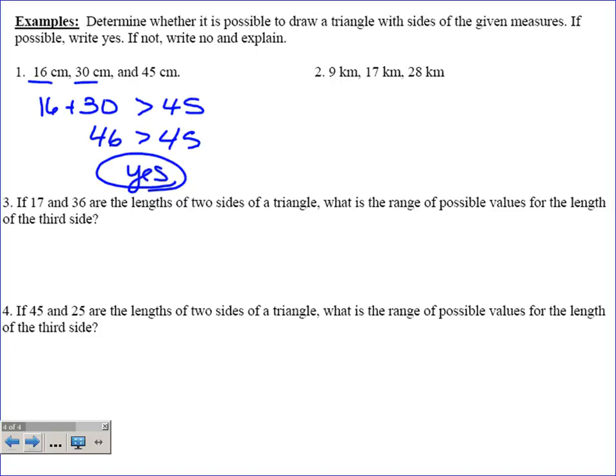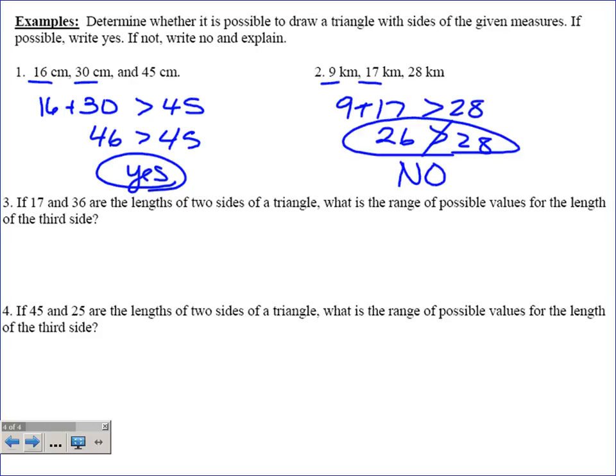Okay. Number 2. Well, 9 plus 17, you just add the two smaller ones. So you compare that to 28. That's 26. Is 26 greater than 28? No. You're right. I think this is an okay explanation. I see what you're doing. As long as you're writing down that math stuff, that's going to be your explanation. So when I see this step here, and all of a sudden you say yes or no, based on it, I understand what's going on because you're using the triangle inequality theorem.